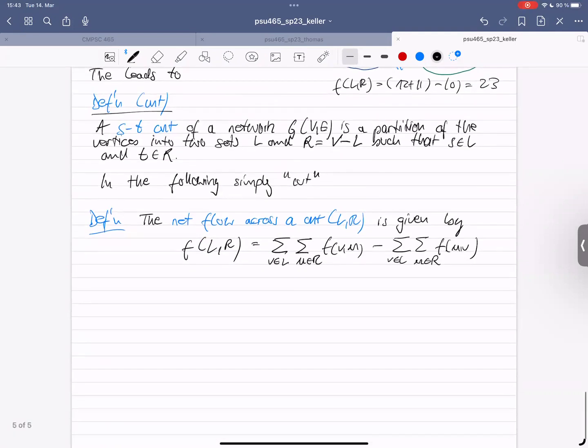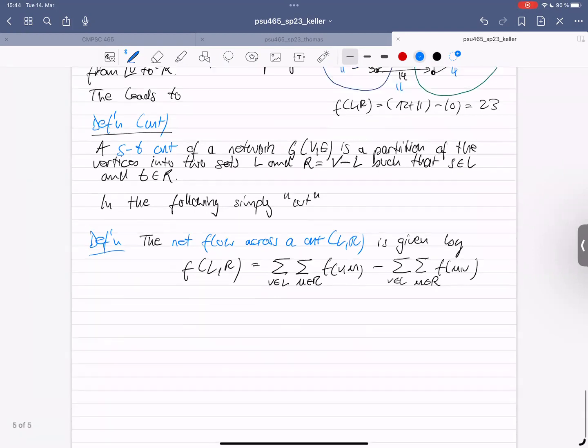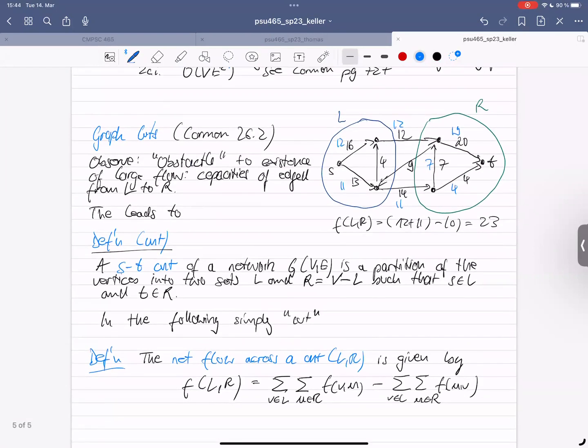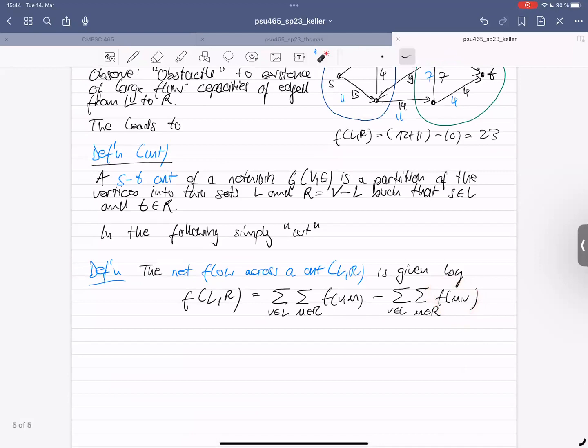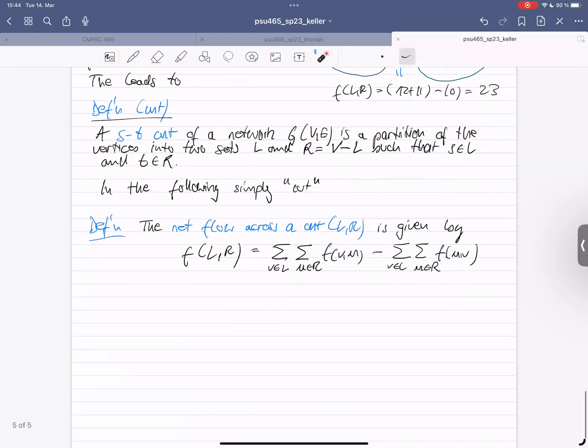Okay. Good. Because we don't have any flow that goes from R to L, we have potentially one edge here that goes backwards, but it has a capacity of 9, and we haven't sent any flow across this. That's why this one here is 0. Any other questions?